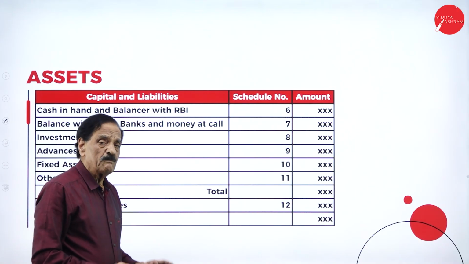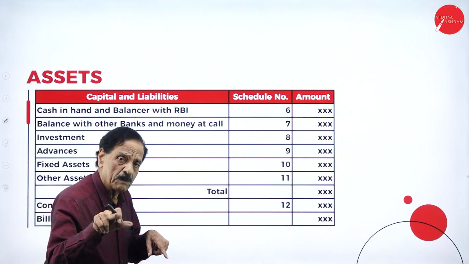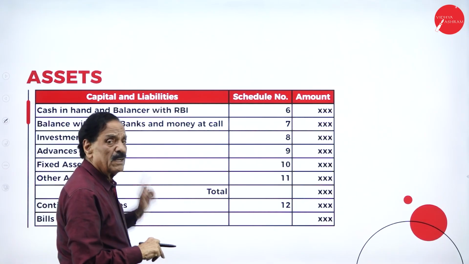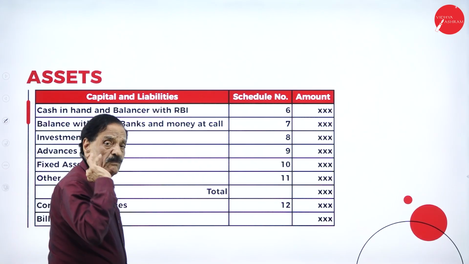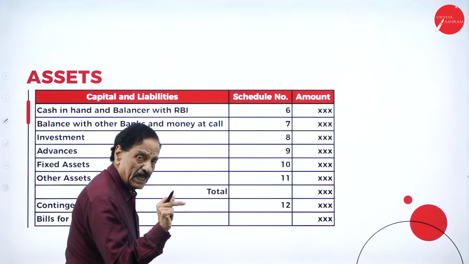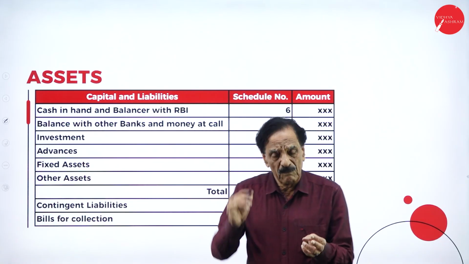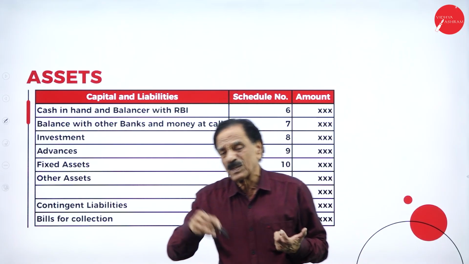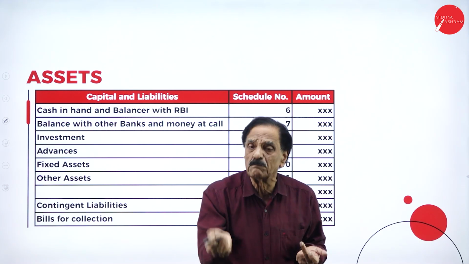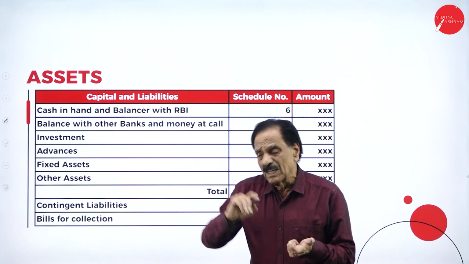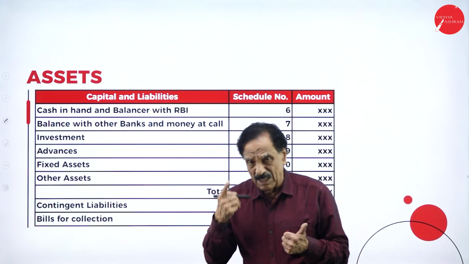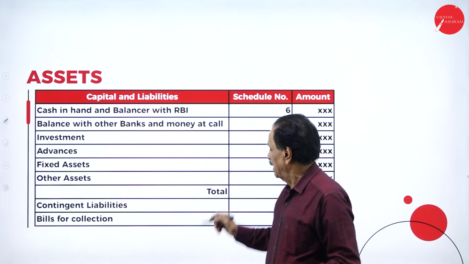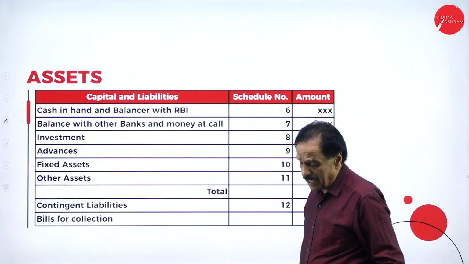I will repeat once again. Cash in hand and cash with RBI 6, balances with other banks and money at call and short notice 7, investment 8, advances 9, fixed assets 10, other assets 11. 6th is cash in hand and cash with RBI. 7th, balances with other banks and money at call and short notice. 8, investment. 9th, advances. 10th, fixed assets. 11th, other assets. Outside the balance sheet, contingent liabilities.